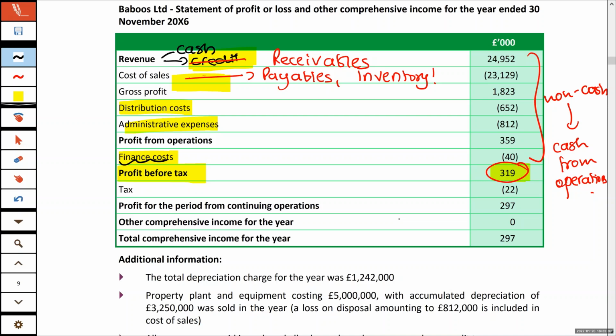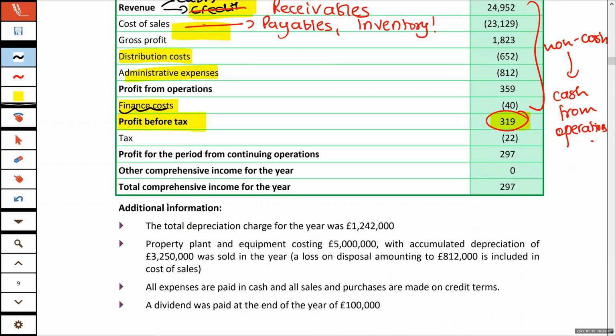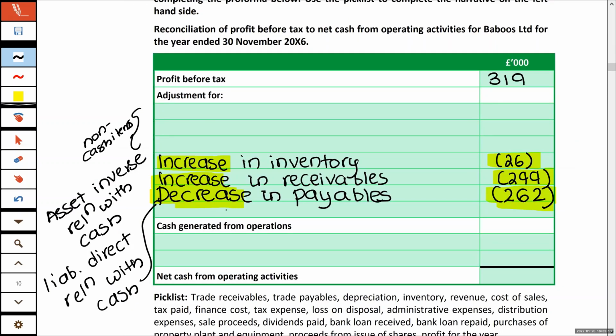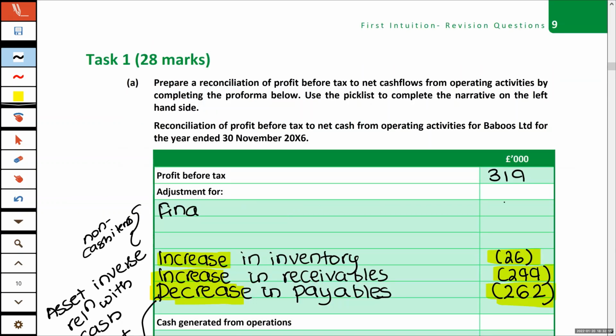Finance cost, 9 out of 10 times, we will always remove it. So what I'm going to do is take that finance expense, 40, and put it here. So finance cost, 40. We know we follow accruals basis in our P&L. Therefore, we know that all those finance costs are accruals, finance expenses, interest expense. It is not the actual money we are paying our bank. That's why we remove it.